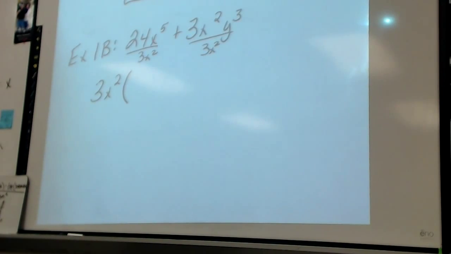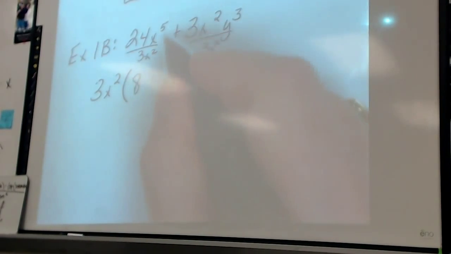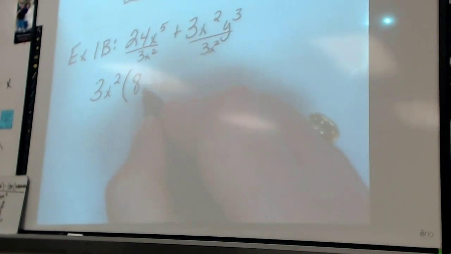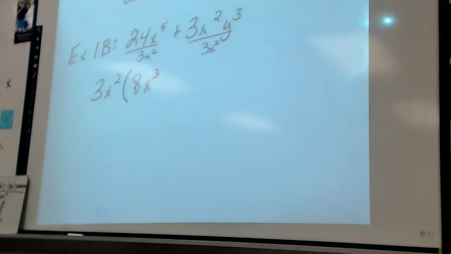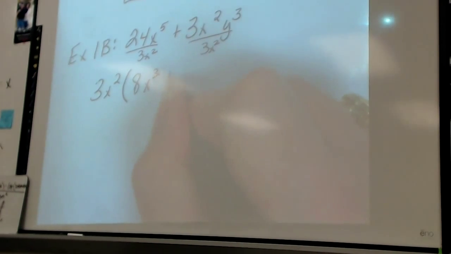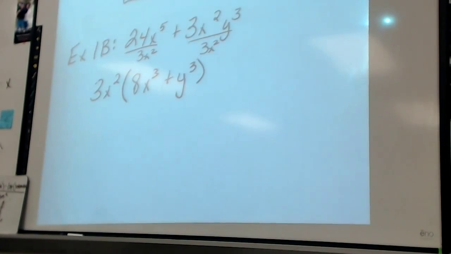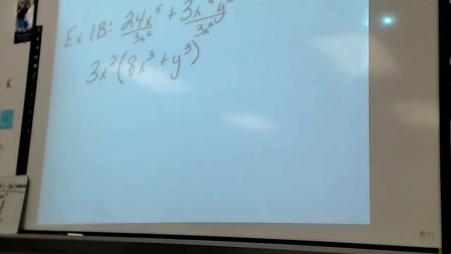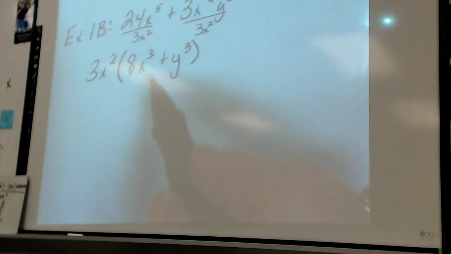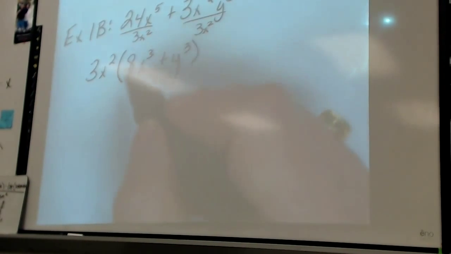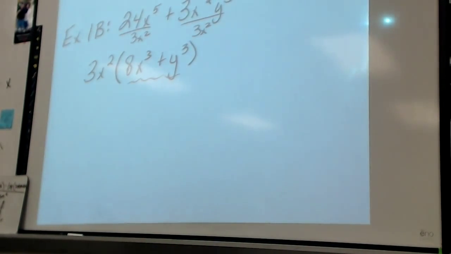So what's 24x to the 5th over 3x squared? 8. And then you subtract your exponents. And then what's 3x squared y cubed over 3x squared? Just y cubed. Okay, so we factored out a GCF. So now, look at what you have in parentheses. How many terms? 2. So what are we looking for?